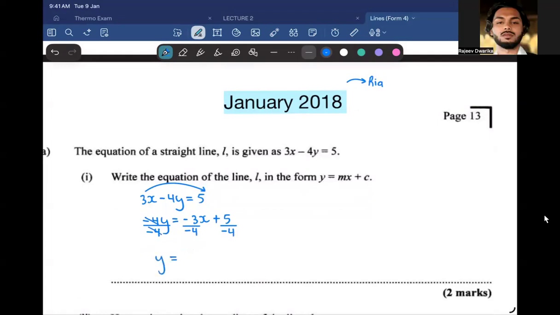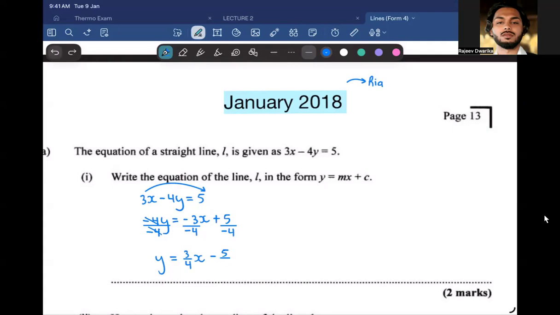What is negative 3 divided by negative 4? It will be positive, right? 3 over 4, x. And what is positive 5 over negative 4? Negative 5 over 4. Great.